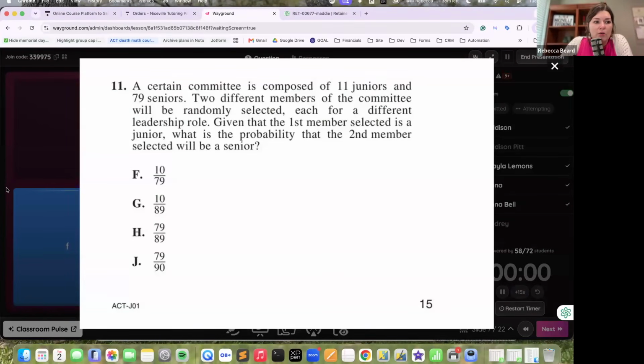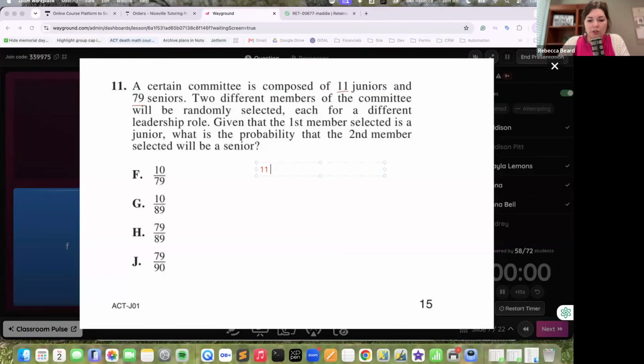So this question right here is kind of testing your probability skills. A certain committee is composed of 11 juniors and 79 seniors. Two different members of the committee will be randomly selected, each for a different leadership role. Given that the first member selected is a junior, what is the probability that the second member is going to be a senior? So if you kind of math this out, let's just write it.